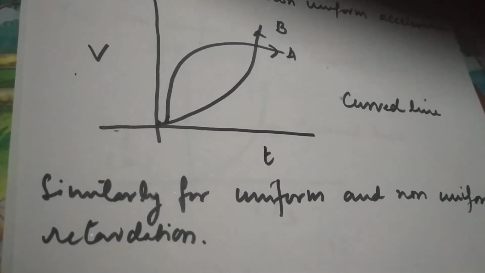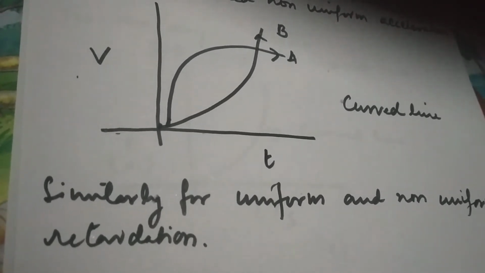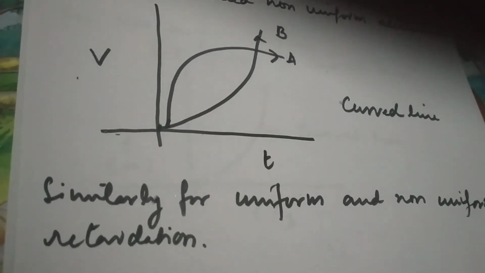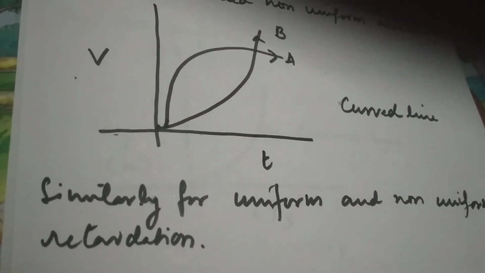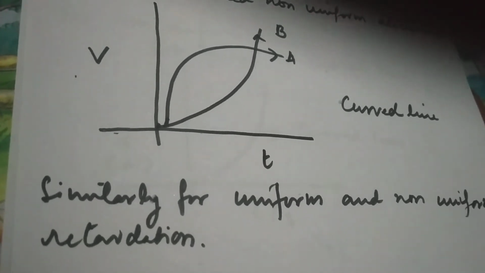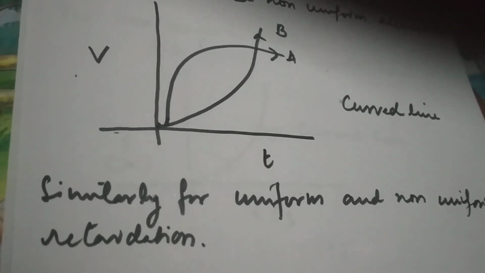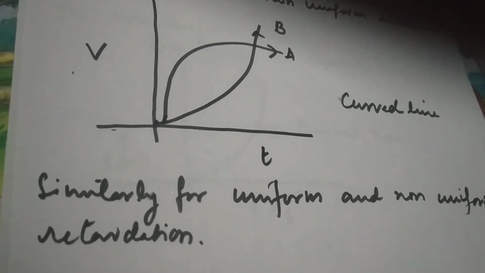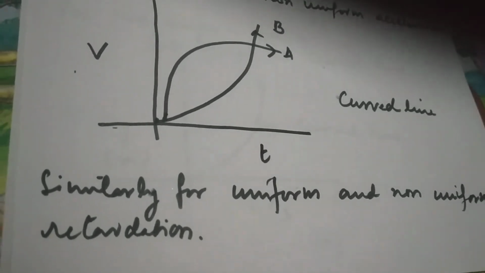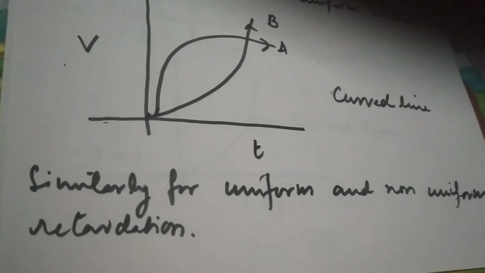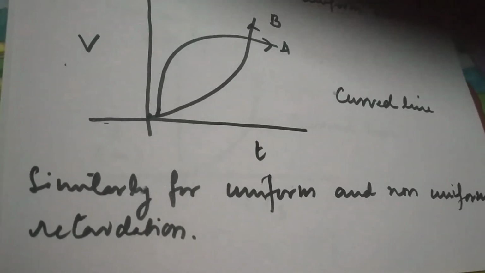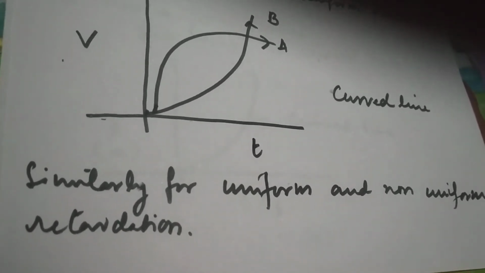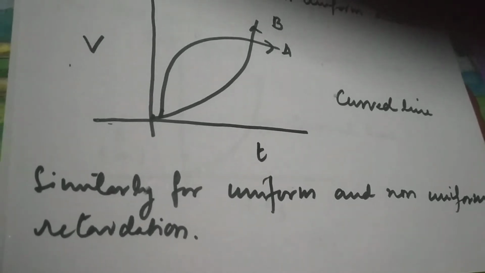Uniform retardation: if the body decreases its velocity equally with equal intervals of time. It means when we were using uniform acceleration, the velocity was increasing equally. But when we are taking uniform retardation, the body is going to decrease the velocity equally with time. So there is only the difference of increase and decrease. And similarly, you can write non-uniform retardation if the body decreases its velocity unequally with equal intervals of time.